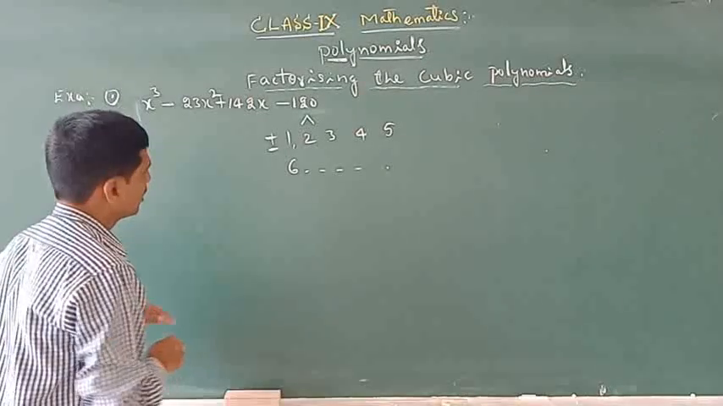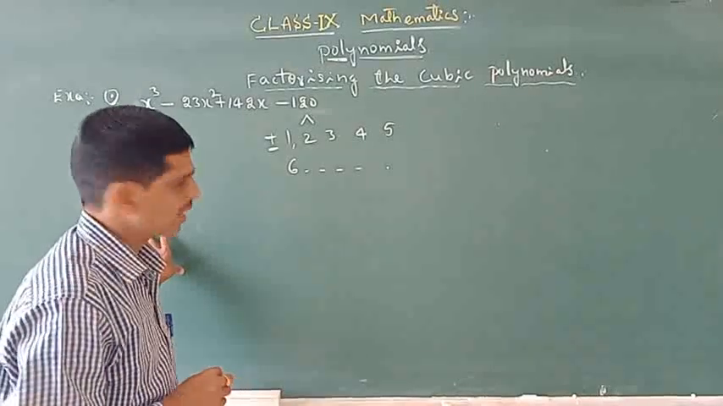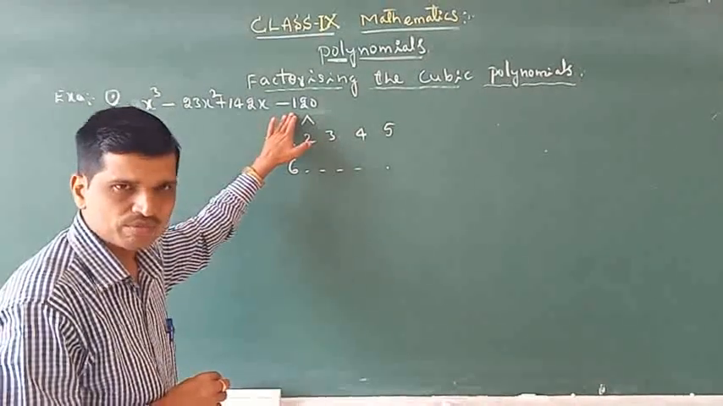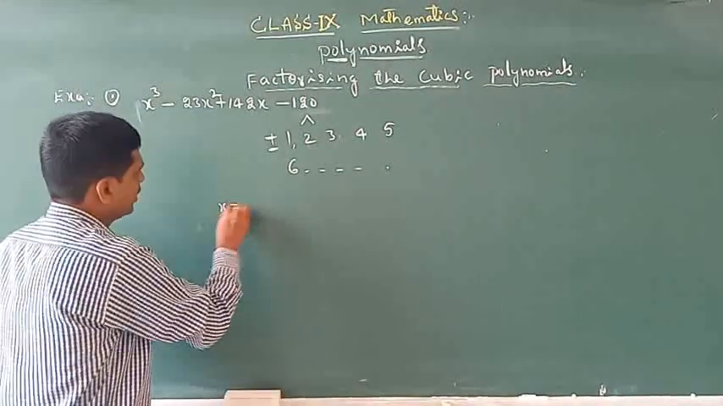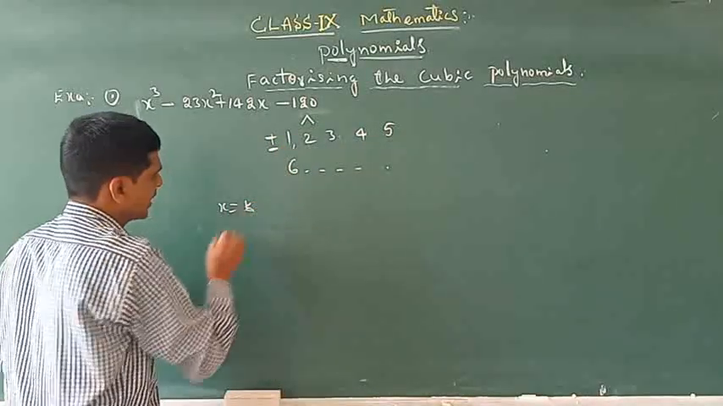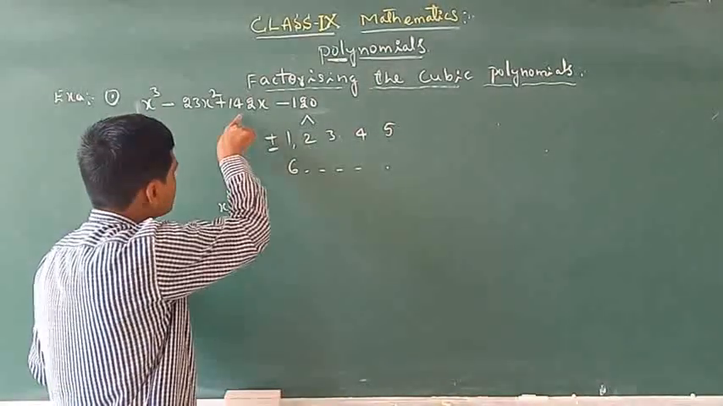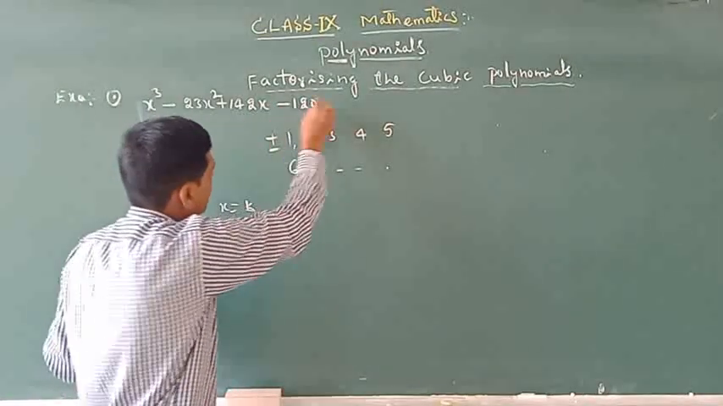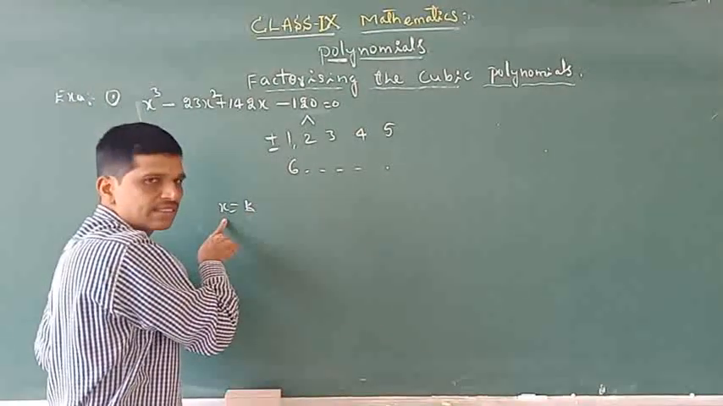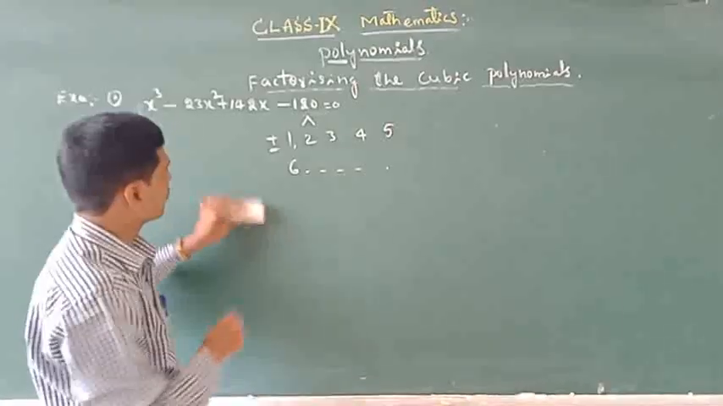For this, I will now consider any one value by trial and error method, where the polynomial becomes 0. For example, take any value out of these divisors and consider it as k. If substituting this value in the polynomial makes the polynomial 0, then that is the exact value of x, the exact zero of the polynomial. So that is why we can take it from the divisors.